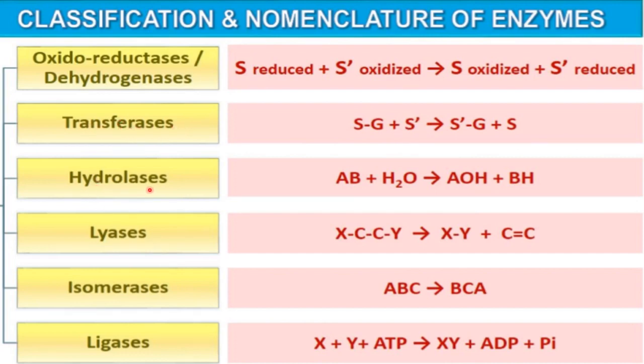Then hydrolases. Hydrolases simply help in the addition of water. As you can see here, AB plus water, where AB is any molecule, and this water molecule will break in the form of H and OH, and AOH and BH will be formed. The bond between A and B will also break due to hydrolysis, due to its combination with the water molecule.